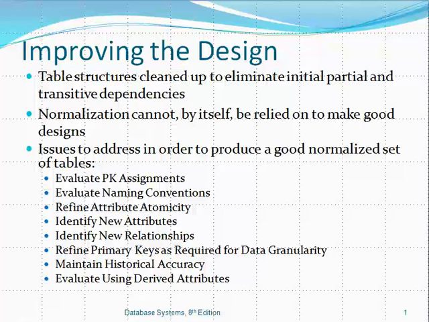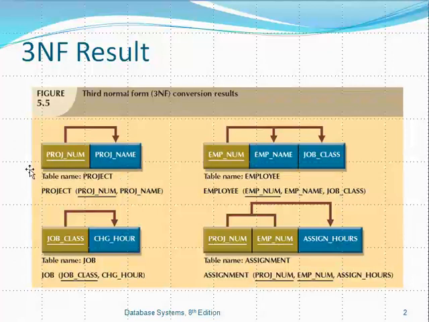So one issue is to evaluate the primary key assignments, and related to this is how surrogate keys are used. If we look at the diagram that was obtained, you can see that we have here job classification, which is a name, like database designer, or things like this. And this is not so good as a primary key.